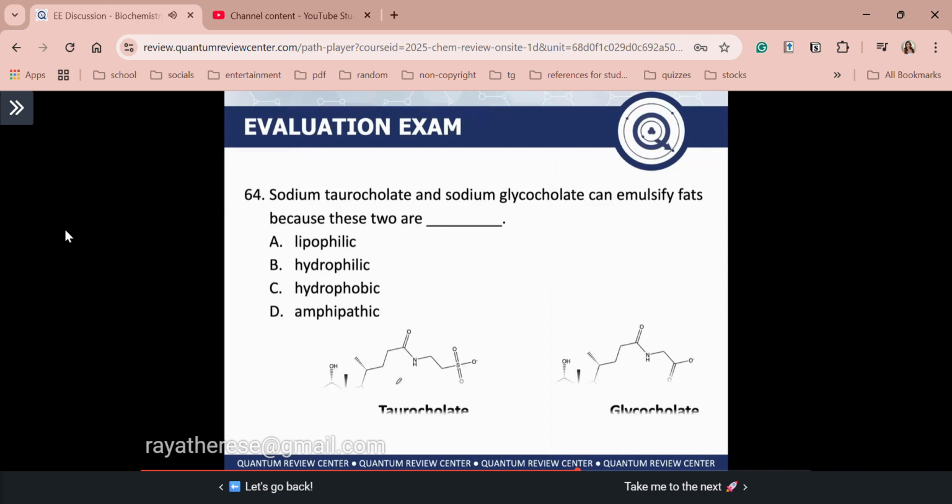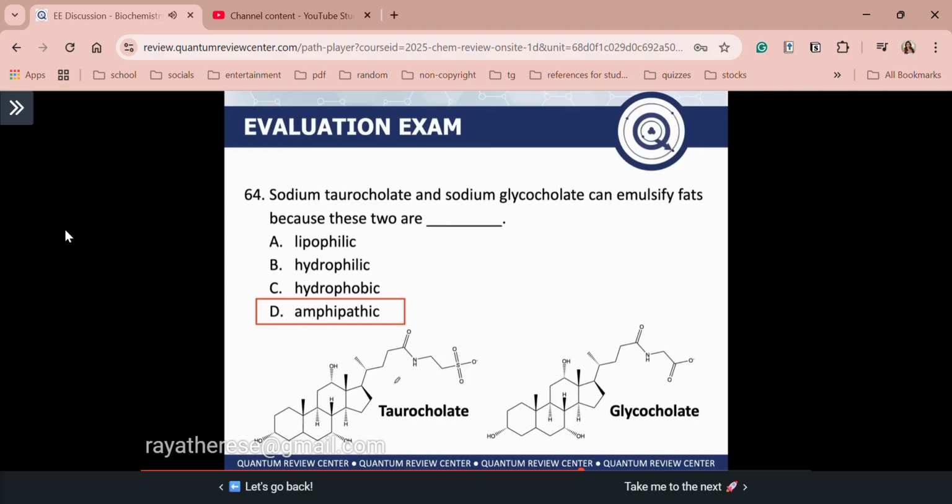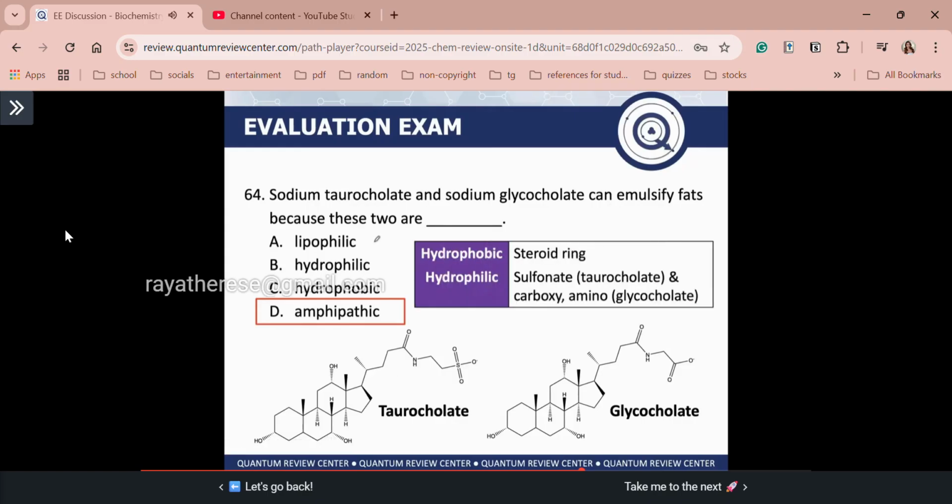Class, in order to confirm, check nyo ang structure ng two bile salts. So of course, ang hydrophobic structure niya are the rings, of course, the steroidal rings, and of course, your hydrophilic component are your sulfate and amino and carbonyl groups. Okay? So that's why our answer is amphipathic. Sorry, class. So again, hydrophobic, the steroid ring, hydrophilic, the sulfonate, or taurocholate. So as you can see, ayan. And for hydrophilic naman, ng glycocholate, carboxy, and your amino group. Okay, so class, I do hope you remember the structure of your taurocholate and glycocholate bile salts. Alright, for number 64, answer is letter D, amphipathic.